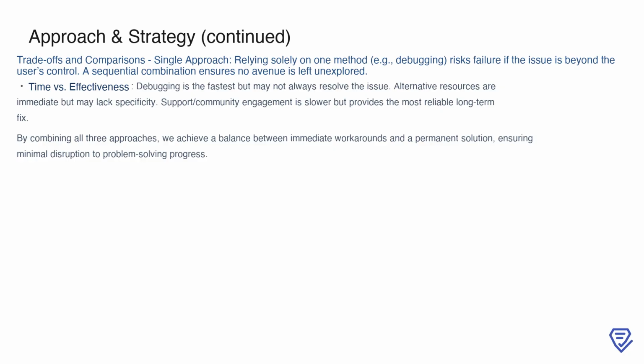One key insight here is that technical issues are often user-specific, such as browser cache problems or outdated settings, making it crucial to start with debugging. At the same time, alternative resources act as a safety net, ensuring progress isn't halted entirely while waiting for support. The combination of all three methods ensures that no avenue is left unexplored, minimizing disruptions and allowing for both immediate and sustained solutions to the problem.